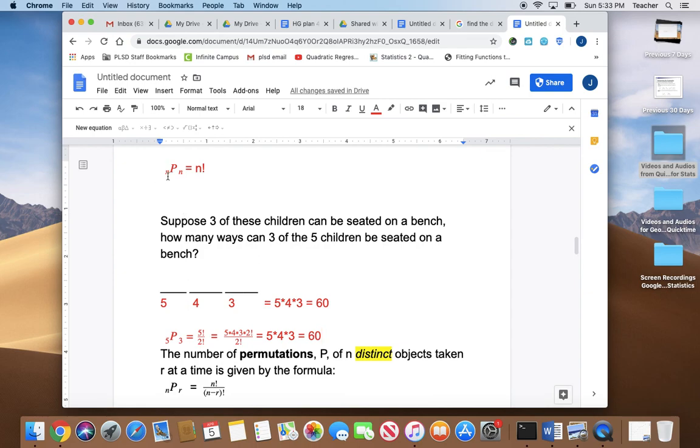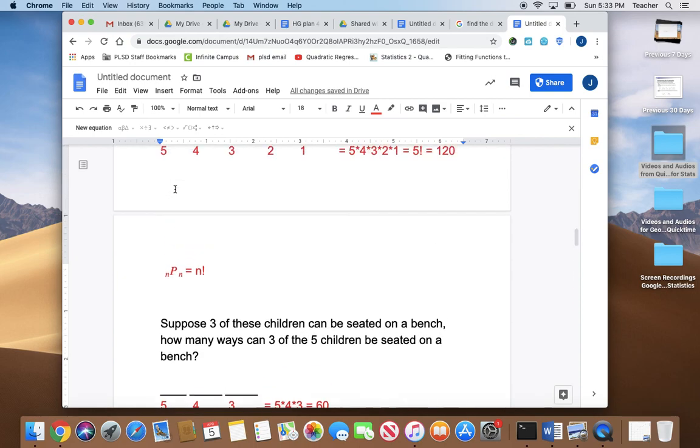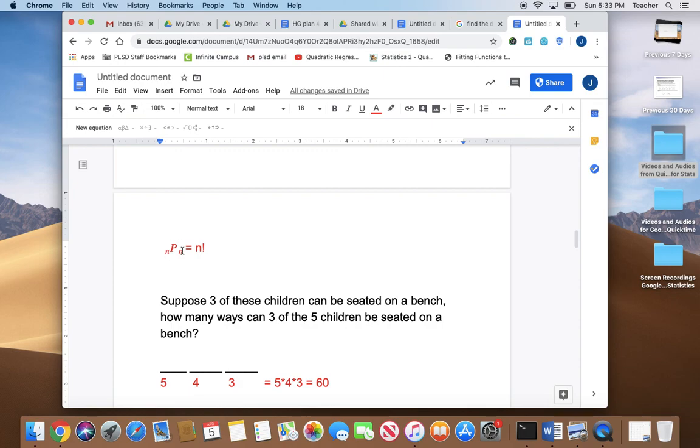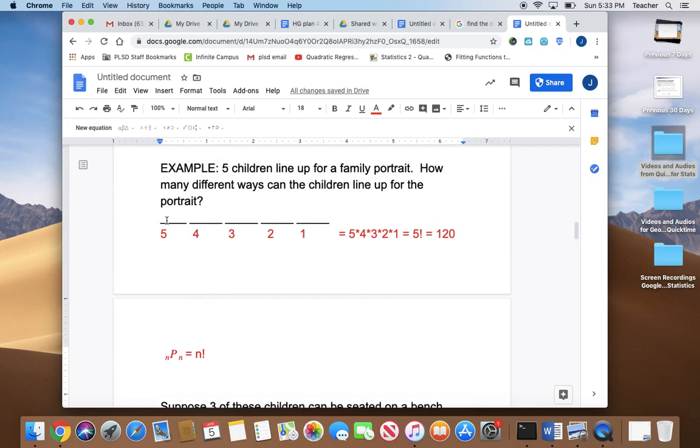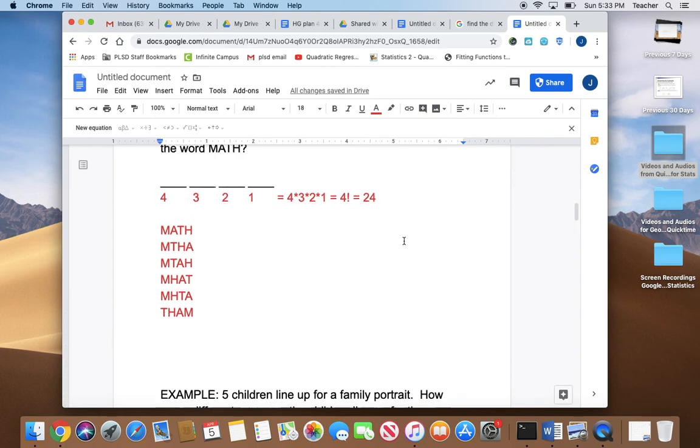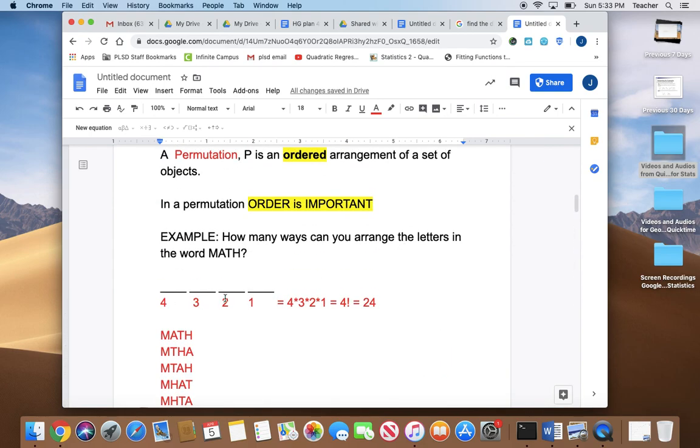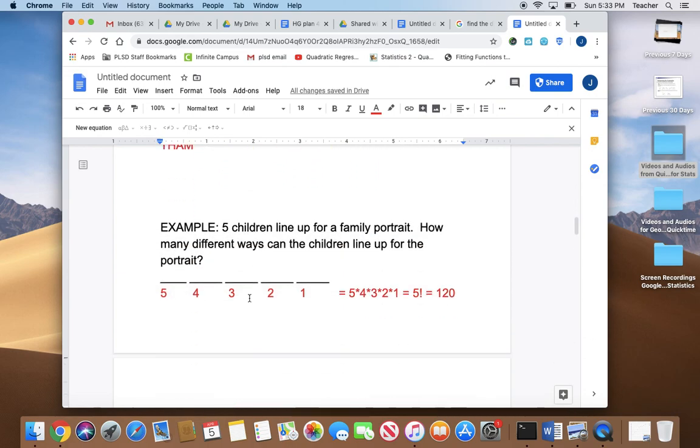So if you have 5 and you took all 5 at a time, which is the first problem, n permute n is n factorial. So if you arrange every single object that you have, it's always going to be n factorial. So in this case, it was 5 times 4 times 3 times 2 times 1. If I arrange all the letters in the word math, it was 4 times 3 times 2 times 1, or n factorial.